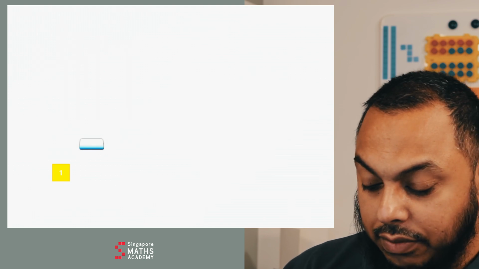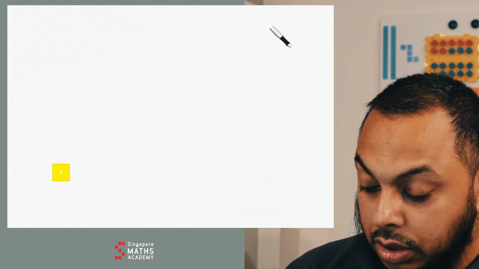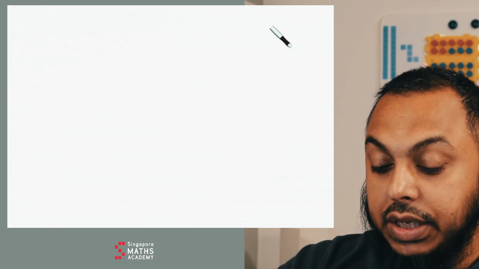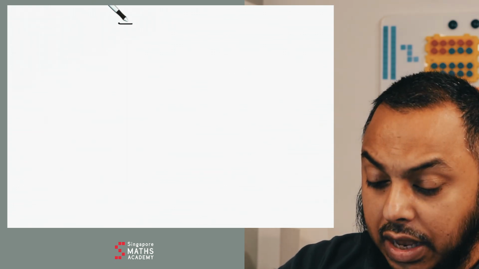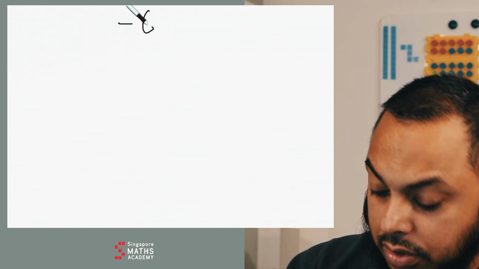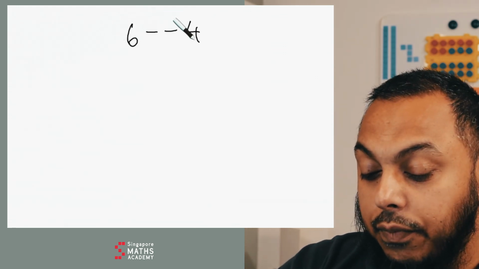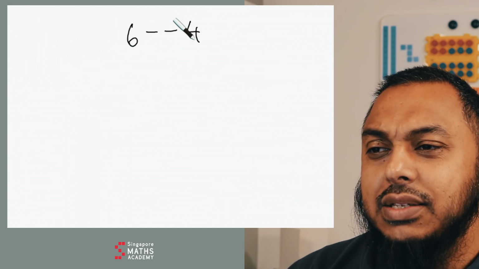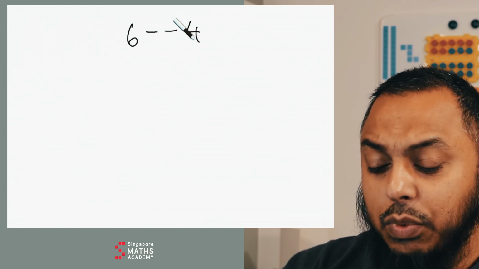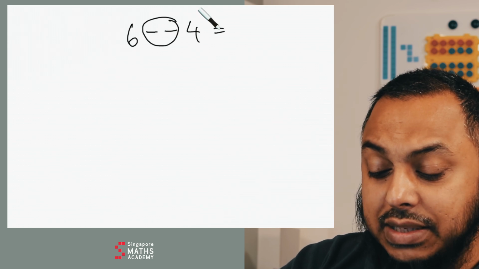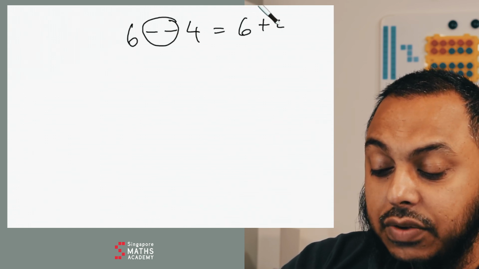Or are we okay? Let's go for one more question just to make sure. We might have covered this already, just to check if you have understood the questions that we've gone through. So have a go at this. 6 take away negative 4. What does that mean? What did we say? When we have to take away a negative, it's the same as adding. So 6 add 4. 6 add 4 is 10, right?